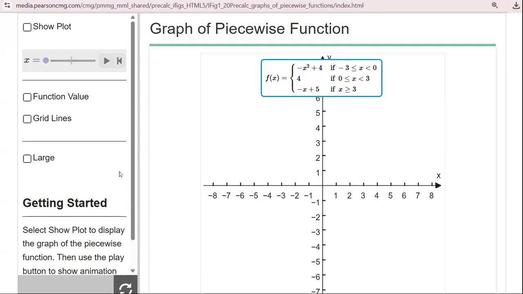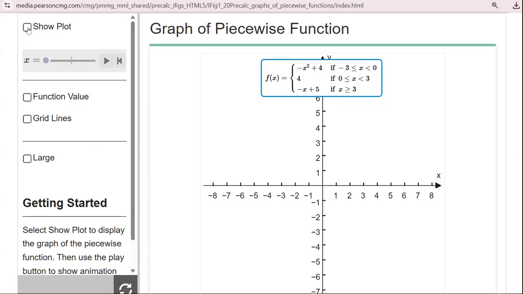The other part of it is called defined, and that's important. What that means is the right side is saying if x is from negative 3 to 0, if x is from 0 to 3, and if x is greater than or equal to 3. So it's only defined, or you can only graph those particular equations in these intervals. That's what it's saying.